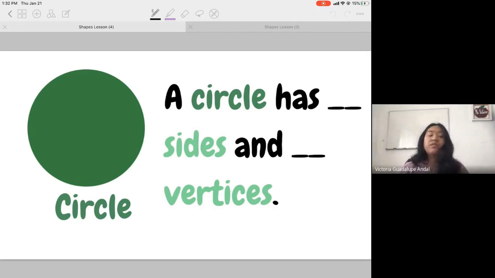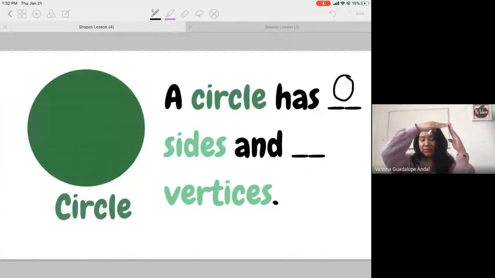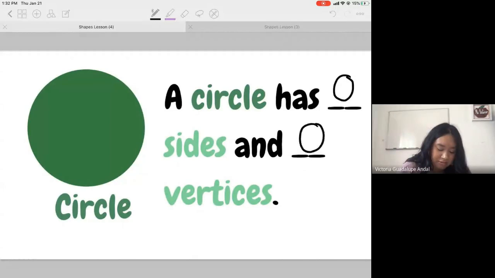I see a lot of you nodding your heads no. Right. So if our circle does not have any straight lines, it is going to have 0 sides because our circle is round. And if we look at our shape, do you see any vertices where 2 lines meet? Right, no. So it has 0 sides and 0 vertices. You guys are right. Awesome.